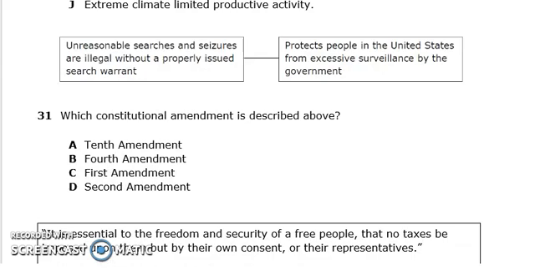Which constitutional amendment is described above? A. The 10th Amendment. B. 4th Amendment. C. 1st Amendment. D. 2nd Amendment.